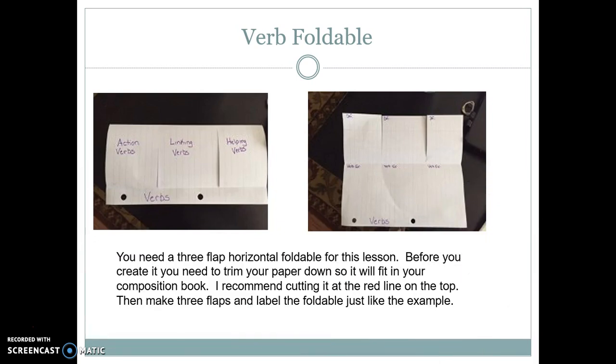Oh, see, I even got scissors. I have scissors because you have to cut down the foldable so it will fit into your composition book, which is why I think we did it in class today.